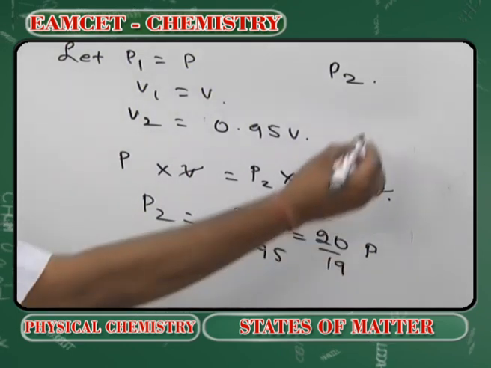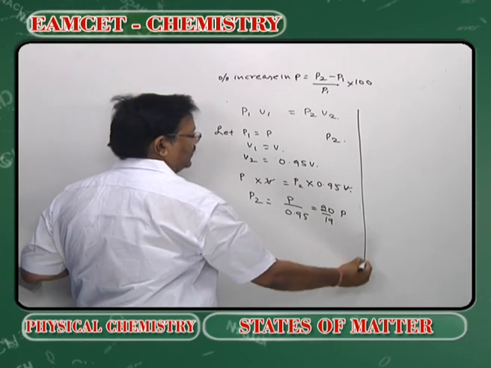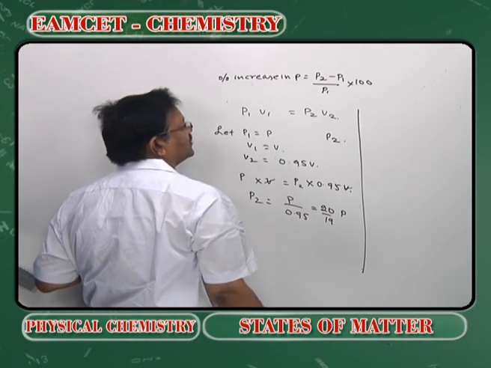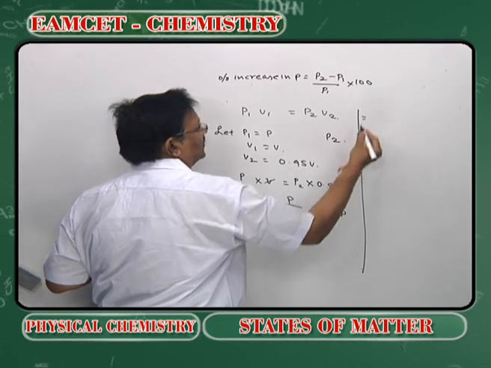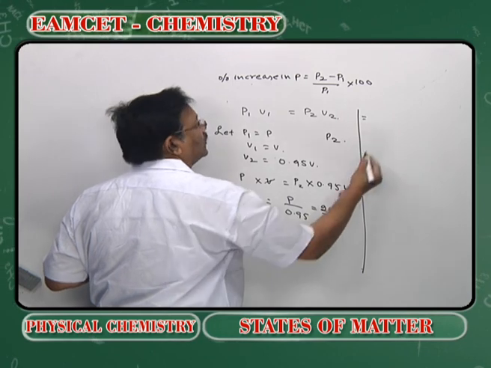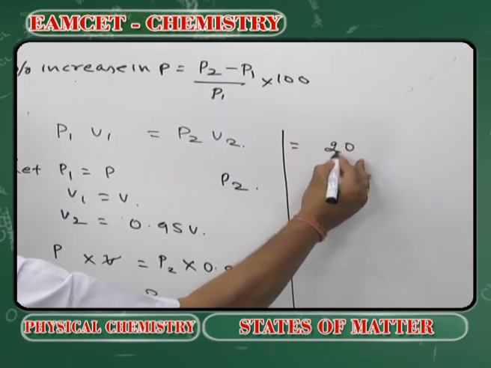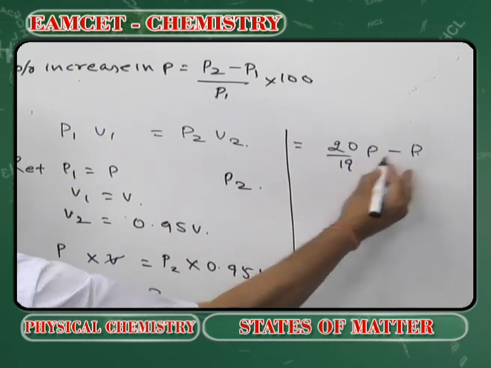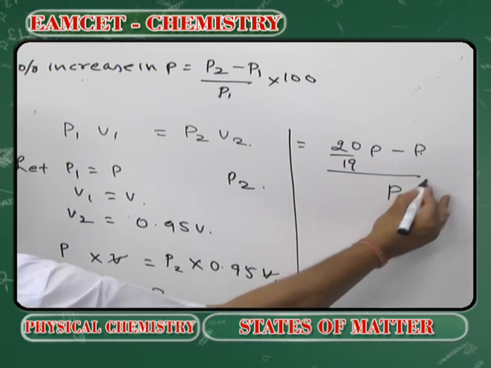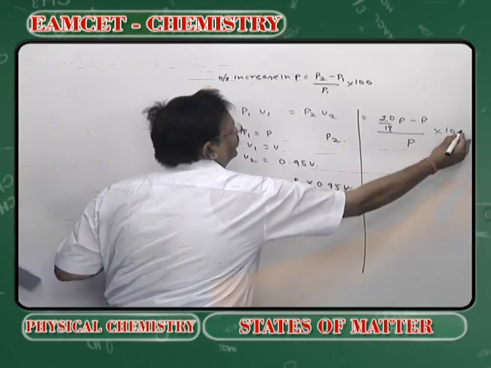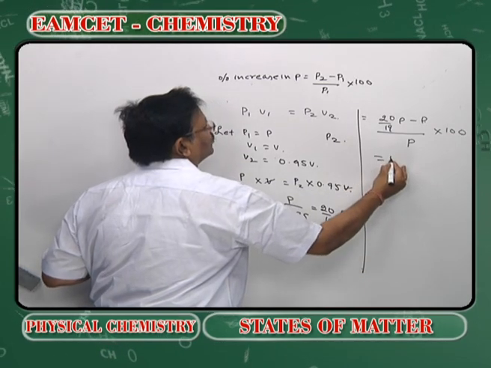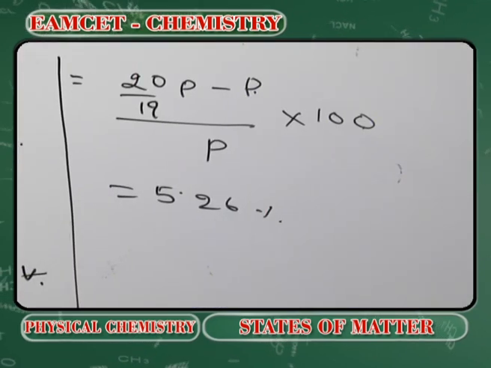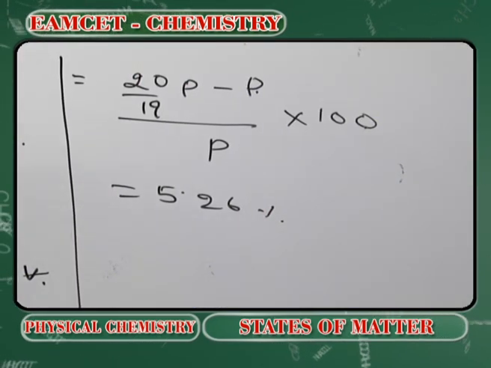What will be the percentage increase in the pressure? What is the P2 value? 20 by 19 P. What is the P1 value? P. Into 100. It comes to 5.26%.